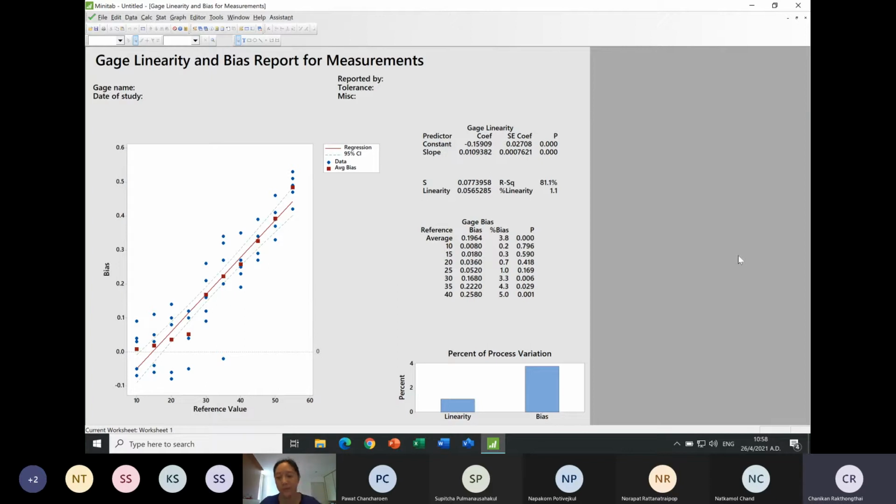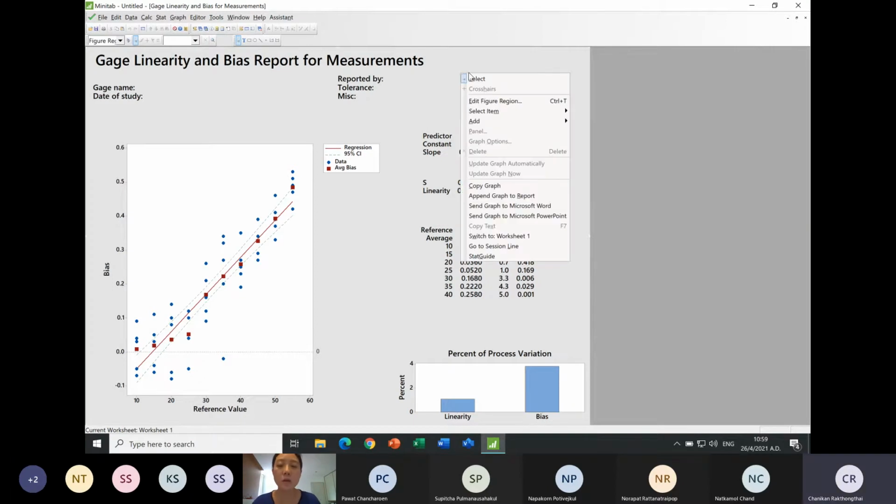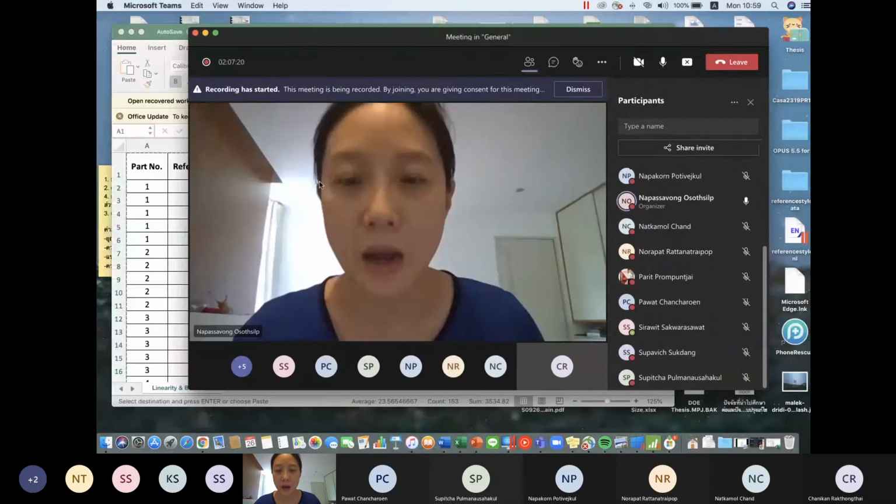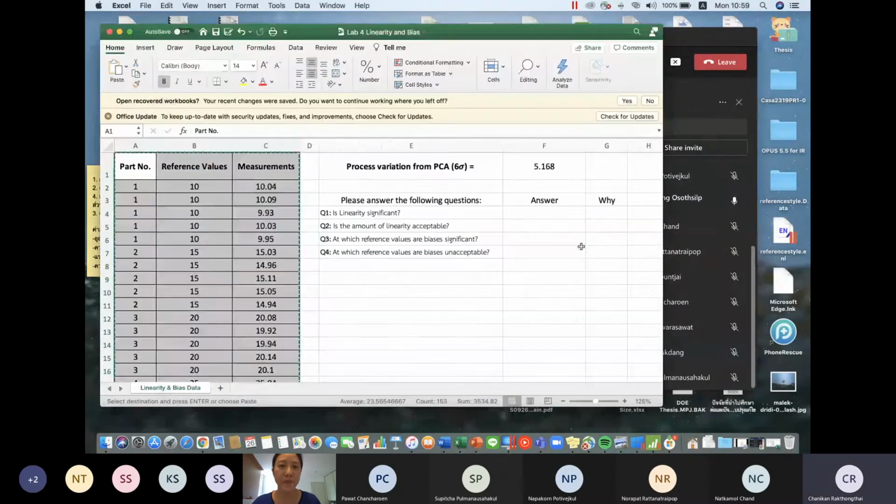Okay, when we obtain this output, you can copy it by right-clicking, then copy graph, and paste it onto the Excel file to hand in the result.